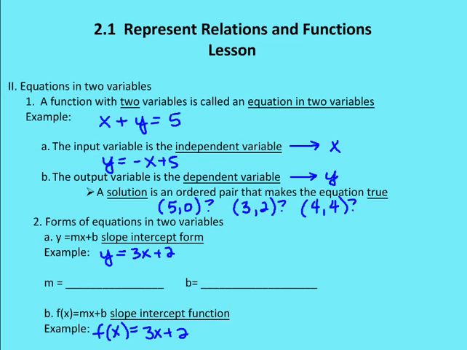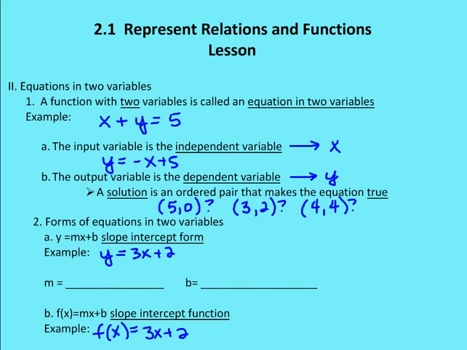A solution of an equation in two variables is an ordered pair that makes the equation true. So I'm going to take my example, my equation in two variables, y is equal to negative x plus 5. And I'm going to say, I have an ordered pair, (5, 0). Does that make the equation true? Well, if I plug in 5 for x, I get negative 5 plus 5, that equals 0, and my output is 0. So that solution, that ordered pair, makes the equation true.